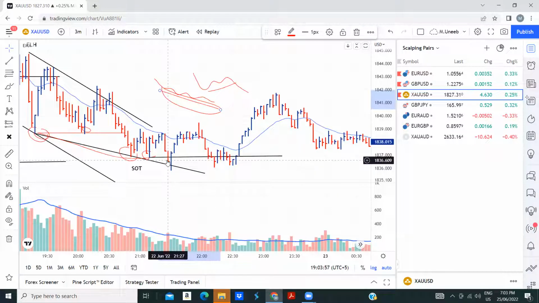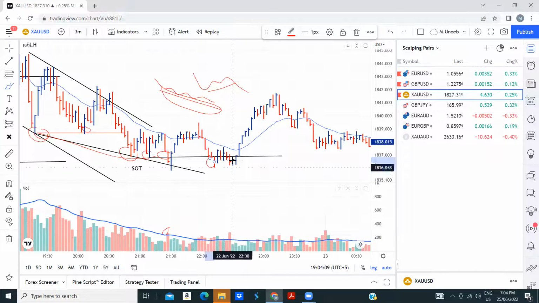This is what? Upthrust, spring, test of spring, and multiple. At spring, we got what? Effort versus no result. We can go for a long trade. Got it? Here, what we got? Effort versus no result. Test of spring. Here, what we got? Effort versus no result. Did you see? Multiple trades on these locations.